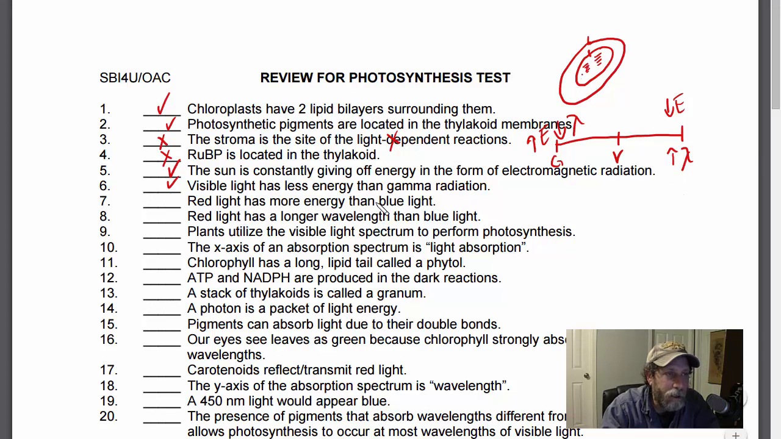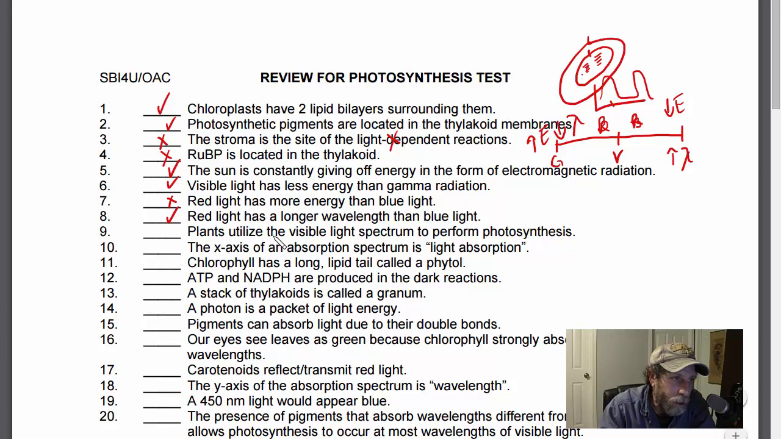Number seven, red light has more energy than blue light. Now, here's the thing. If you know the colors of the spectrum, you're going to have red and you're going to have blue. All right, it's actually the other way around. It's blue here and red here. I mean, if you think of the absorption spectrum too that you drew, it was blue there and it was red over there. The blue light actually has a smaller wavelength. Remember blue at, say, 450 nanometers and red at, say, 650 or 700. So blue has a smaller wavelength, therefore higher energy. So this is false. Number eight, red light has a longer wavelength than blue light. Well, yes, we've just seen that, so that's going to be true.